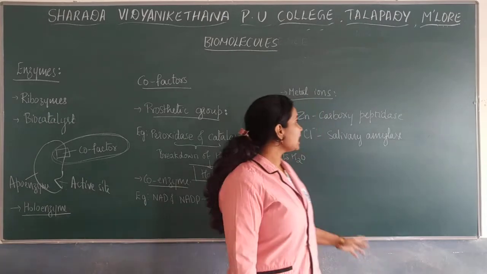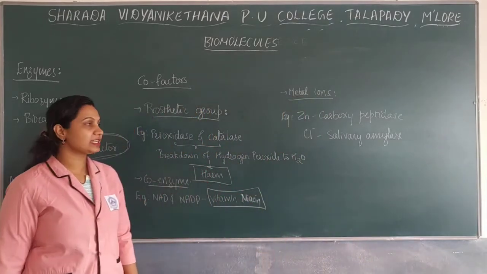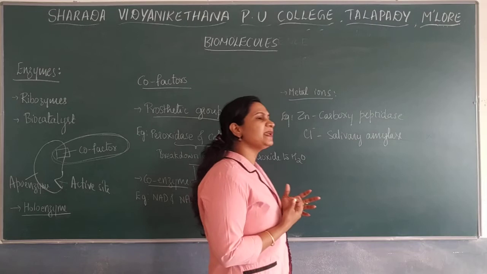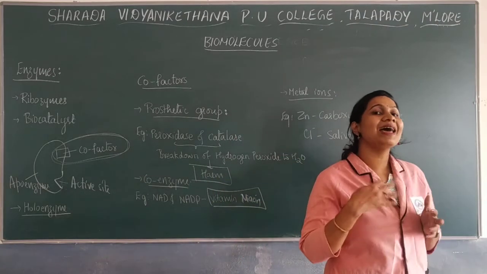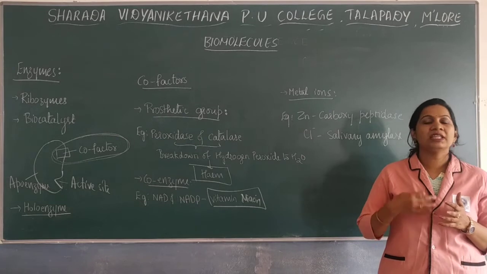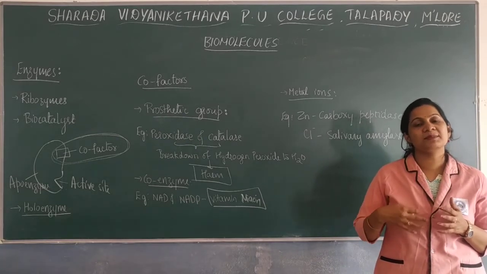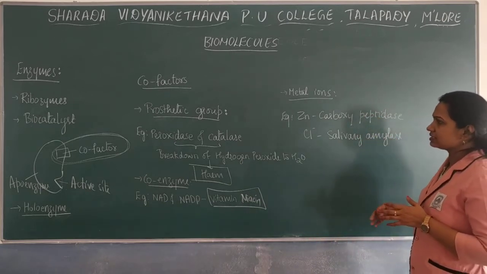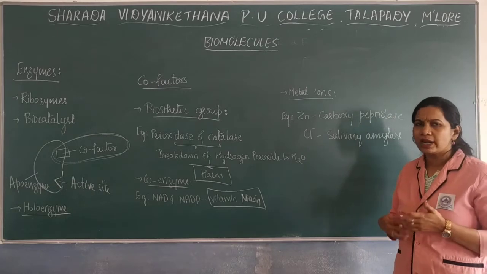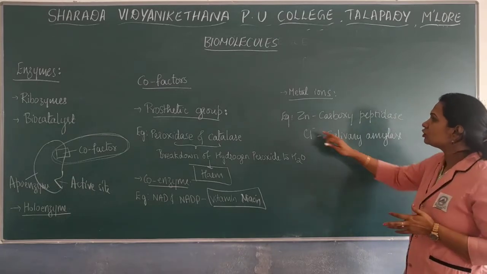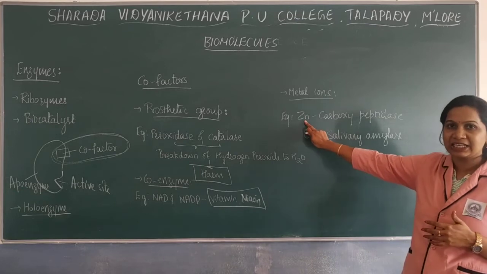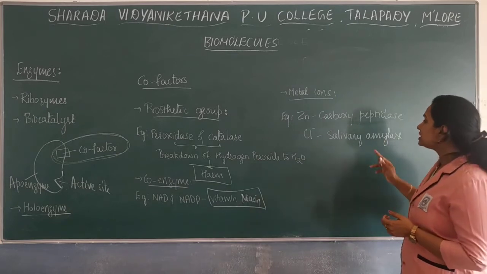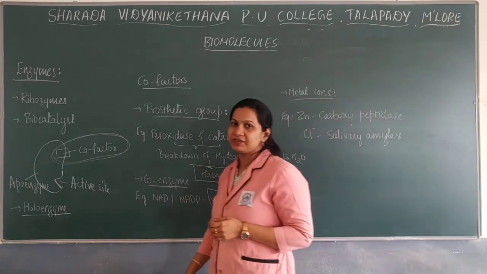So, the last type is nothing but metal ion activators. There are certain substances which act as activators. They will activate the reaction, such as metal ions like zinc, chloride, magnesium. Examples include zinc acting as an activator for the reaction in the enzyme carboxypeptidase, or salivary amylase, which has an activator, that is chloride.